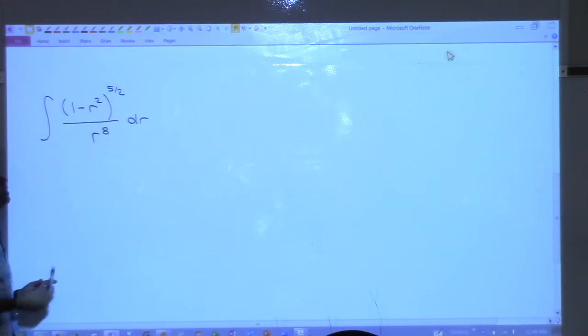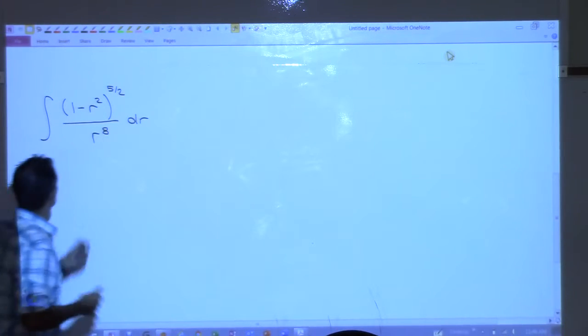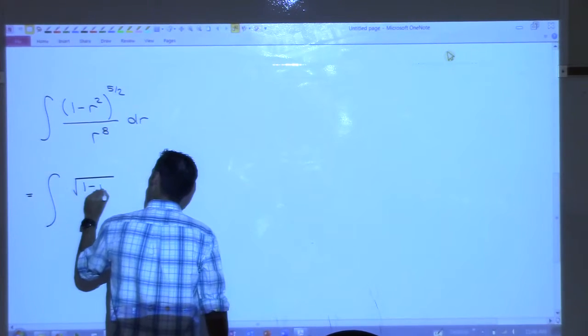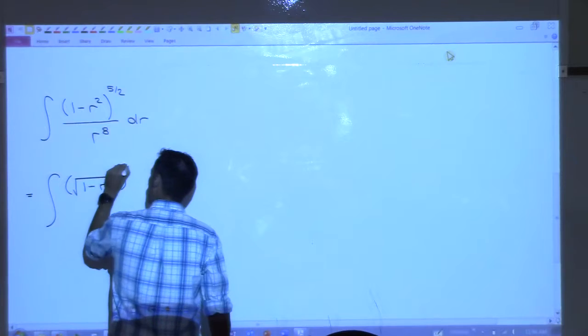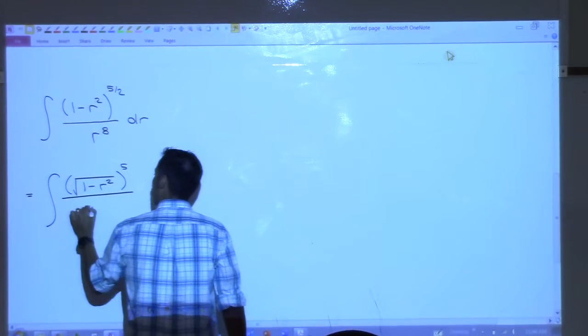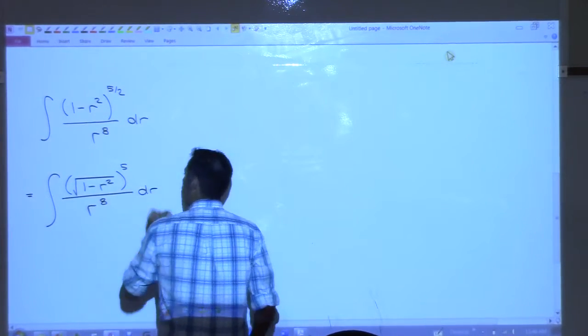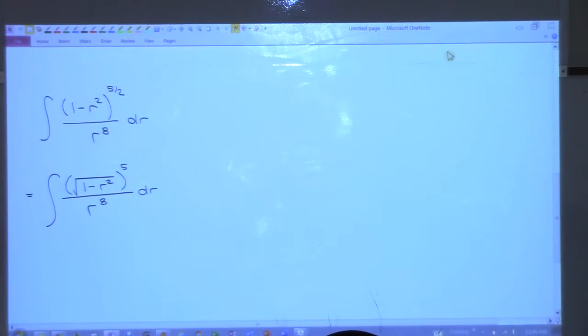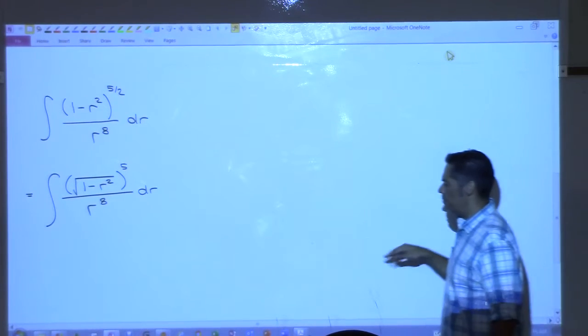What does 5 over 2 power mean? It's the square root to the 5th power. But it's the square root, hold on. So that is the square root of 1 minus r squared, to the 5th, all over r to the 8th dr, right? So I'm actually starting to think trig sub, because that looks like a minus x squared under a root. Y'all see that?